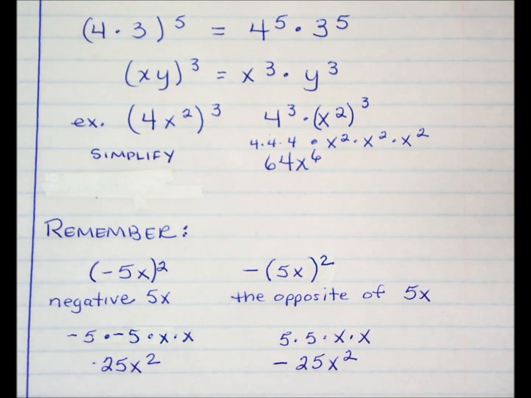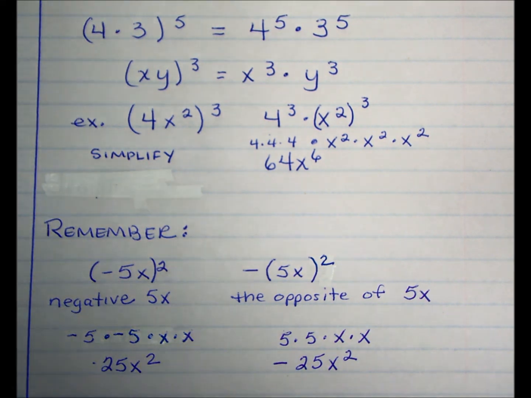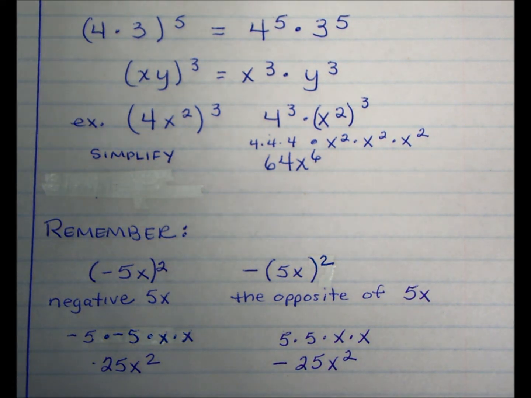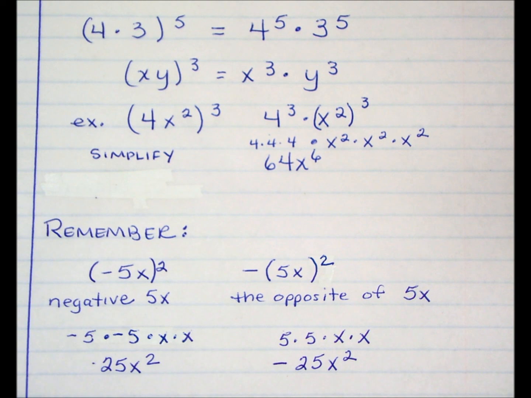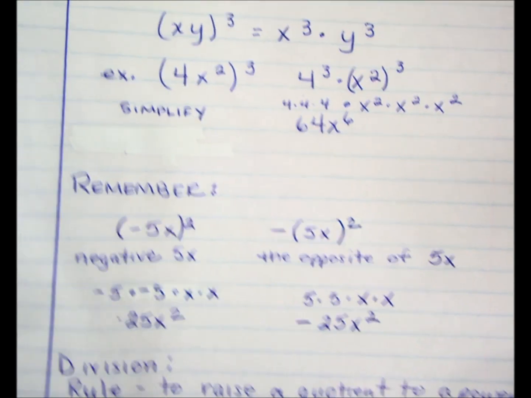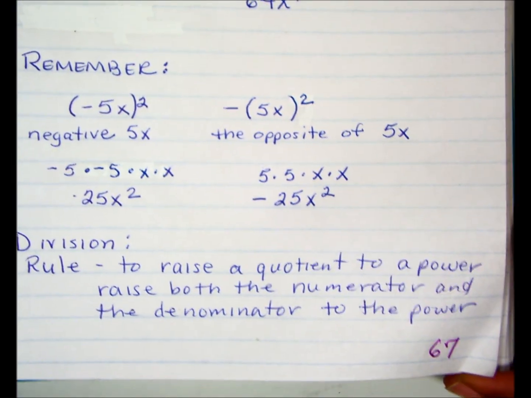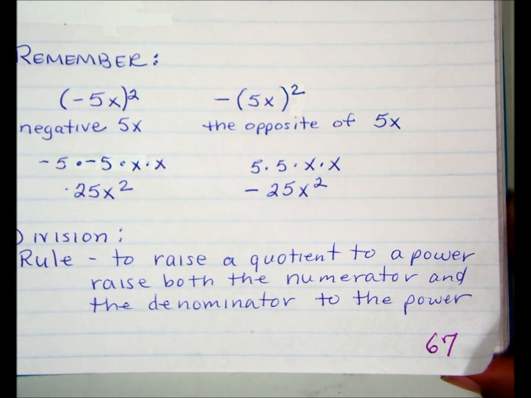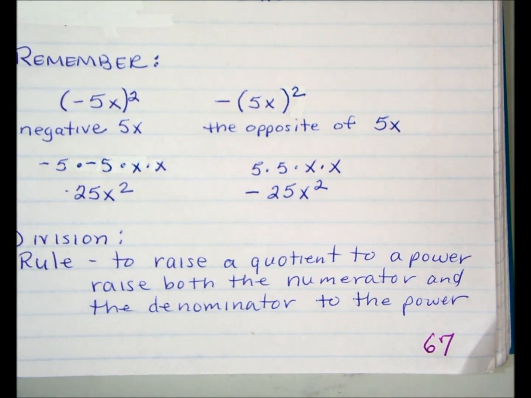Now let's take a look at division. The rule is not much different. It says to raise a quotient to a power, raise both the numerator, that's the top number, and the denominator, the bottom number, to the power. So let's look at an example.